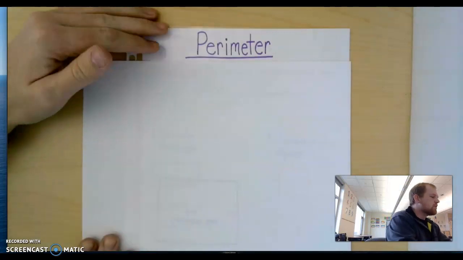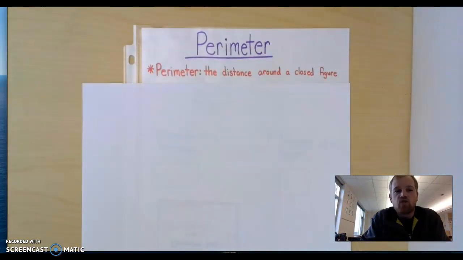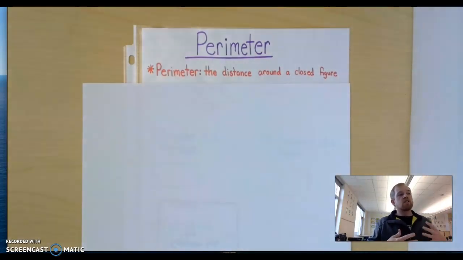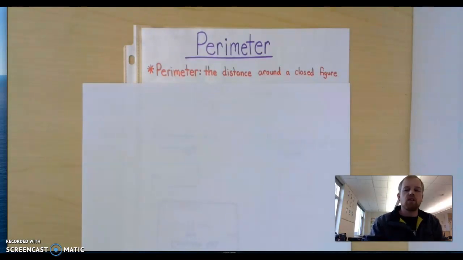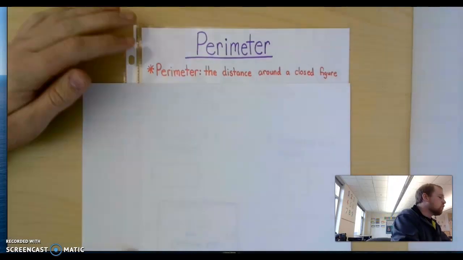actually means. So our definition for perimeter is the distance around a closed figure. Okay, so what we're saying is how long or what is the distance to go completely around a closed figure. All right, the way I like to think about this is think about your yard. The perimeter would be if you put a fence all the way around your yard, that becomes the perimeter.